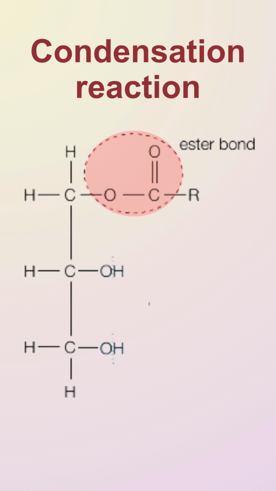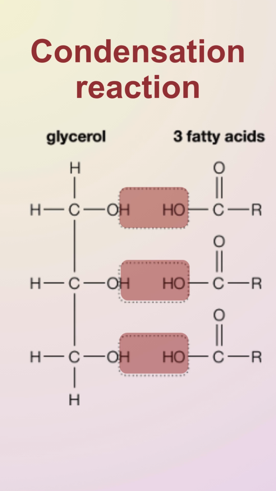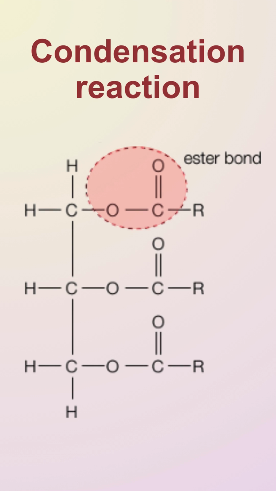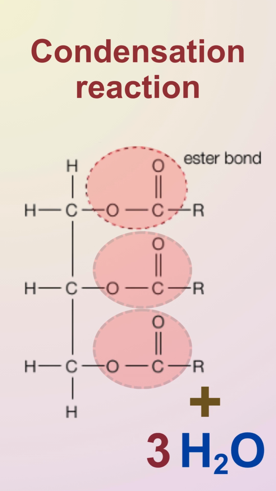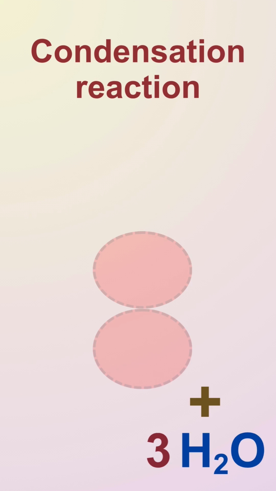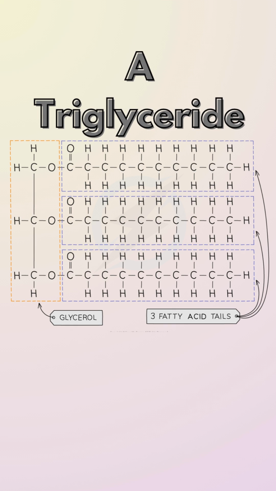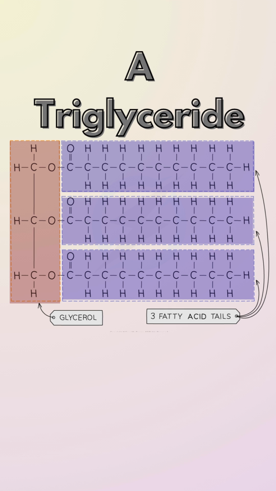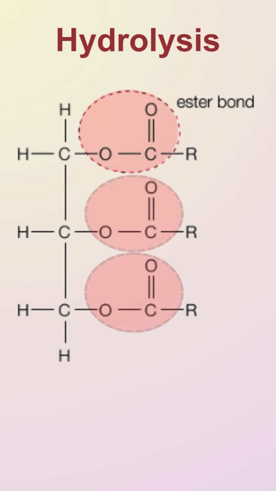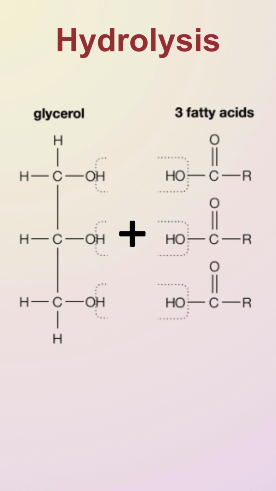fatty acid. Because glycerol has 3 hydroxyl groups, this process occurs 3 times, producing 3 ester bonds and 3 molecules of water in total. The final product is a triglyceride molecule consisting of 1 glycerol backbone attached to 3 fatty acid chains. The reverse process, called hydrolysis, breaks the ester bonds by adding water, releasing glycerol and fatty acids again.